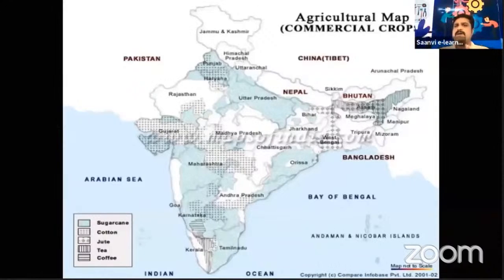Now, some additional information for you, dear students. In the agricultural map, we already have commercial crops. You know what commercial cash crops are generally? Here: sugarcane, cotton, jute, tea, coffee. Four criteria they have given there. And here in the index box, once you see sugarcane, which area and which state produces more, that is the concept here.